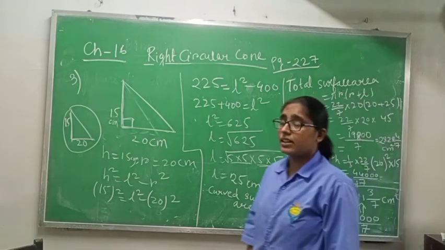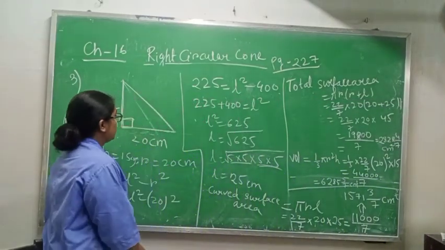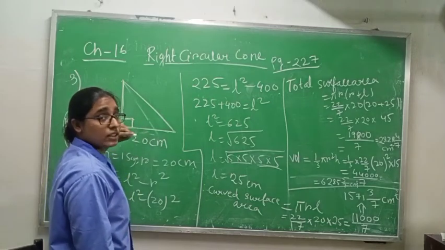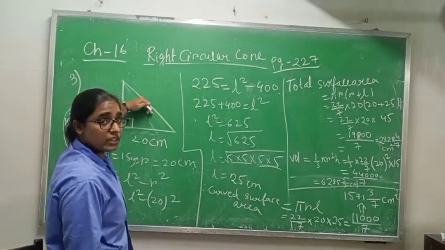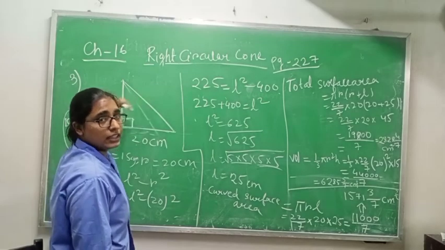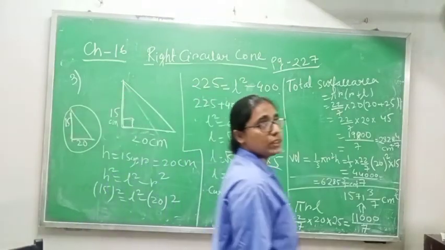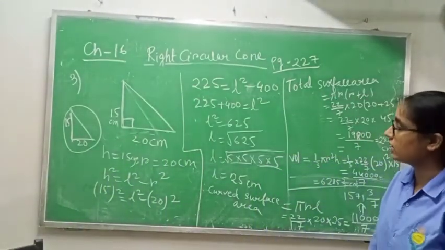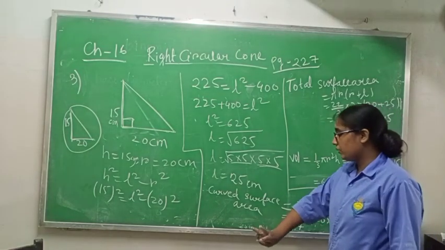Always L is greater than H and R. Why? Because you can see this is nothing but a right angle triangle, and in a right angle triangle the hypotenuse will be greater than the perpendicular and base. That is why L is coming 25 centimeter, which is greater than H and R. Okay. Now 3 things we have to find.